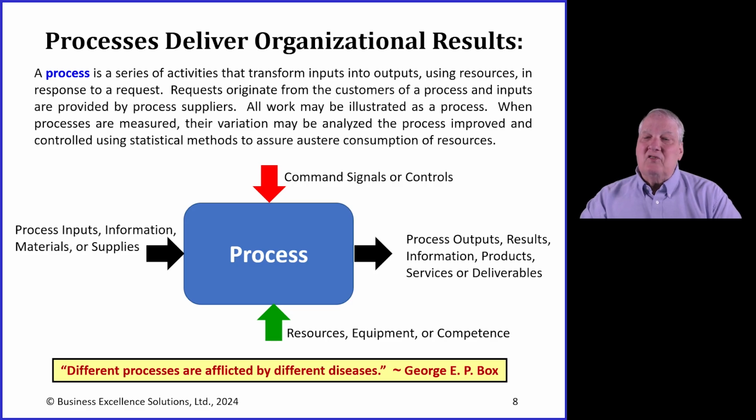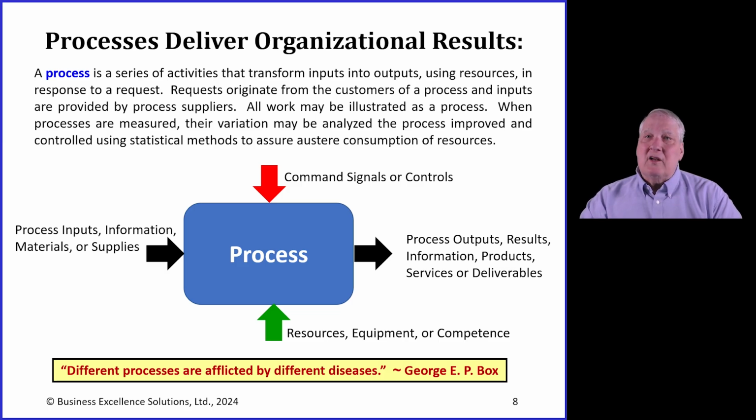So this process is a series of things. Now it's got a command or a signal that starts. The inputs are information, materials, or supplies. The outputs are information, products, services, or deliverables. And it uses resources like equipment or competence of people or financial resources to accomplish its work. So each of those are fundamental elements of how we define that process.